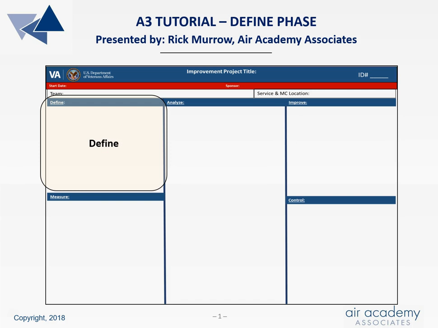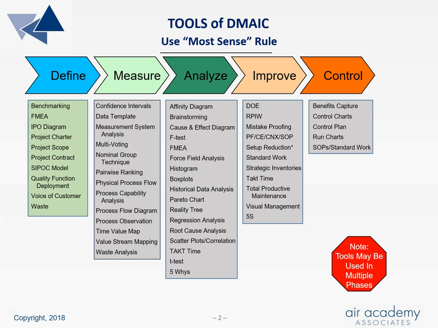As we discuss the contents we would expect to see in the first section of the A3 template. As you know, Vision 1 is using the improvement methodology DMAIC. So the first section is entitled Define. The tools of DMAIC were introduced in the last tutorial.